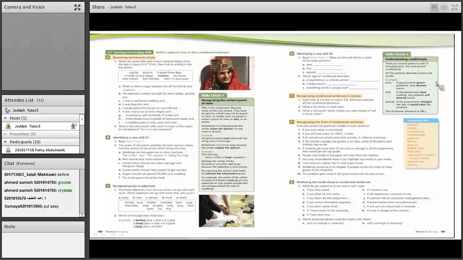Okay, let's move to B. The writer of the article probably has each opinion below. Find the section of the article which shows this bias. For obviously, either opinion or bias. So the first one is done for us. Weddings are too expensive in many countries. If he says that it is too expensive, it means that he is biased somehow. So where is this part that says so? Which paragraph says so? Okay, so in A, weddings are too expensive in many countries. The writer says the expense is simply too high.